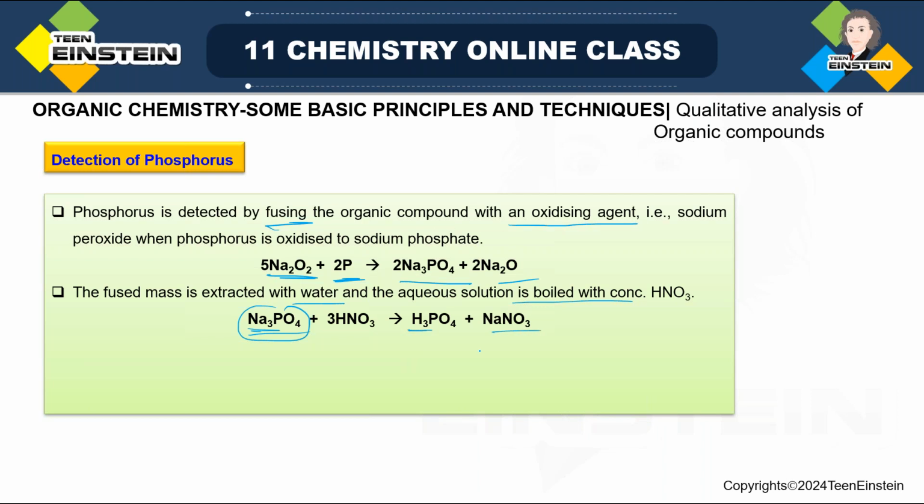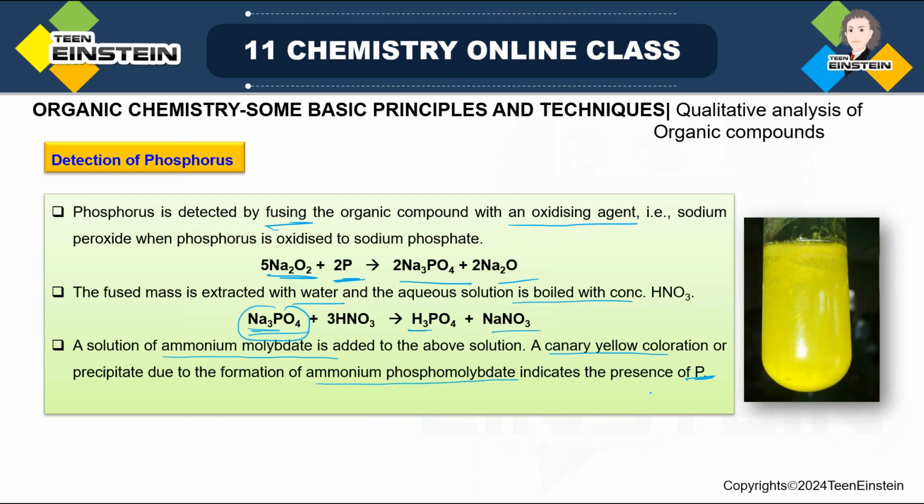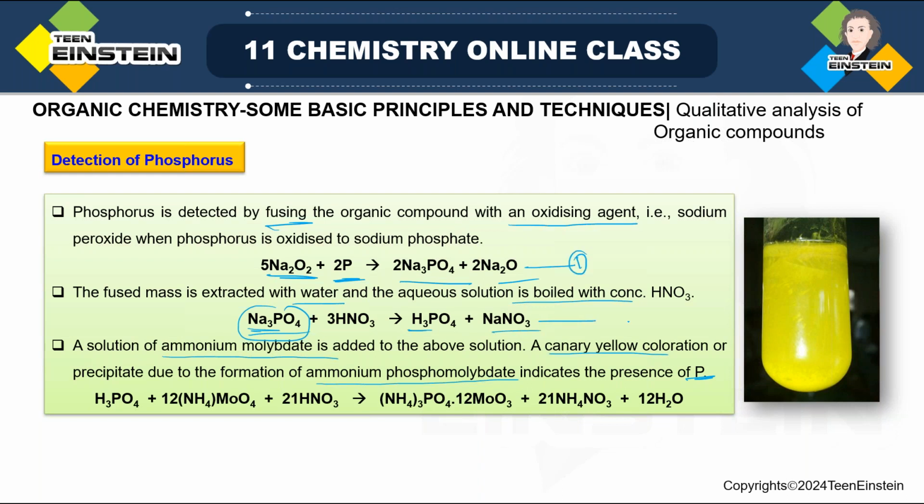Once this is formed, the next step is that a solution of ammonium molybdate is added to the above solution. If phosphorus is present, you will get canary yellow coloration or precipitate. Coloration means simply color generation; precipitate means a precipitate will be there. This precipitate is because of the formation of ammonium phosphomolybdate, which represents the presence of phosphorus. So you will get this type of canary yellow precipitate, and the reaction involved here is with H3PO4, which you have already generated in this step. This is step 1, this is step 2.